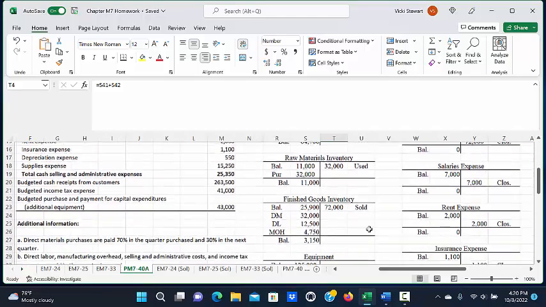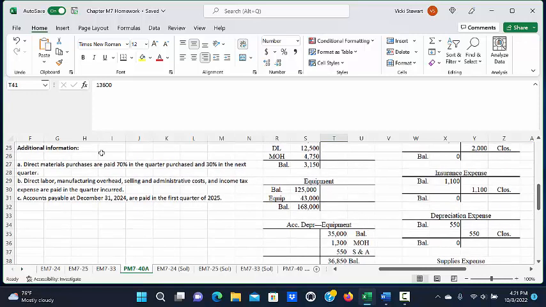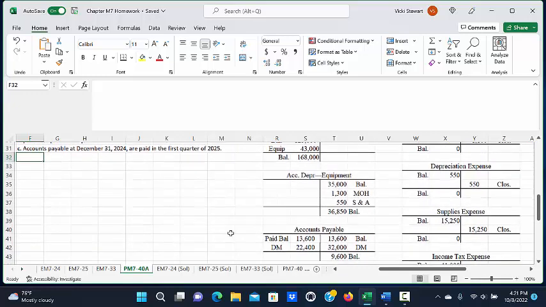So we're going to go down to accounts payable and we're going to look at it next. It had a beginning balance of $13,600. The problem gave us information on the direct materials purchases and said they were paid 70% in the quarter when they're purchased and 30% in the next quarter, and that the accounts payable at December 31st are paid in the first quarter of 2025.